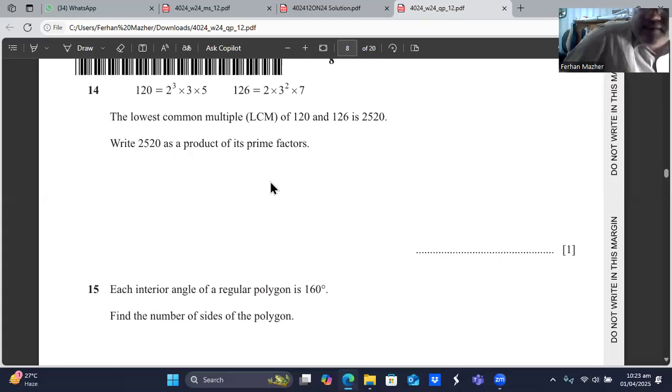There can be two methods. You can directly prime factorize 2520, or you can find the LCM of these two. And according to their statement, that will be equal to 2520.